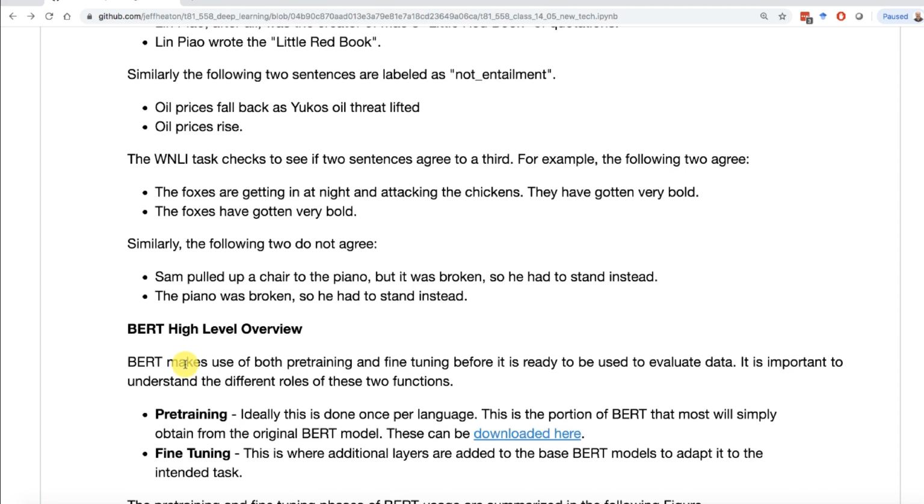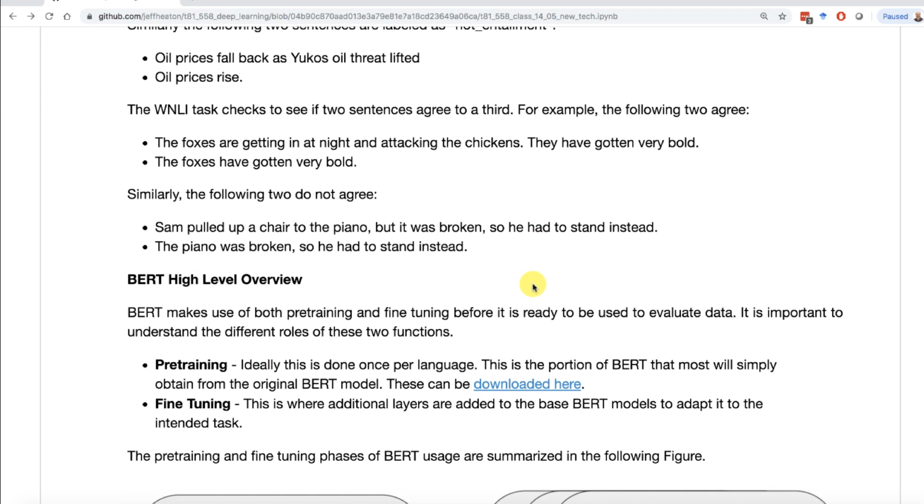The WNLI task checks to see if two sentences agree with a third. For example, the foxes are getting in at night and attacking the chickens. They have gotten very bold. These agree. The foxes have gotten very bold. These do not agree. Sam pulled up a chair to the piano, but it was broken, so he had to stand instead. The piano was broken, so he had to stand instead. A lot of similar words, but they do not agree. They're playing with the pronouns and which pronoun is attached to which actual noun.